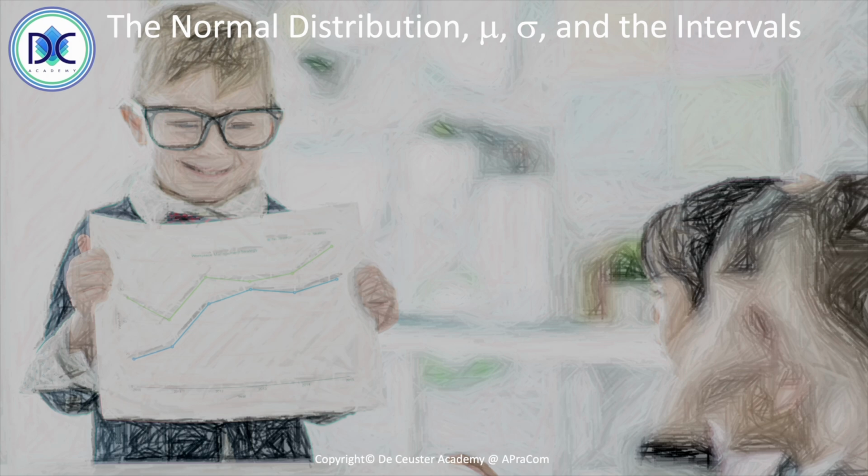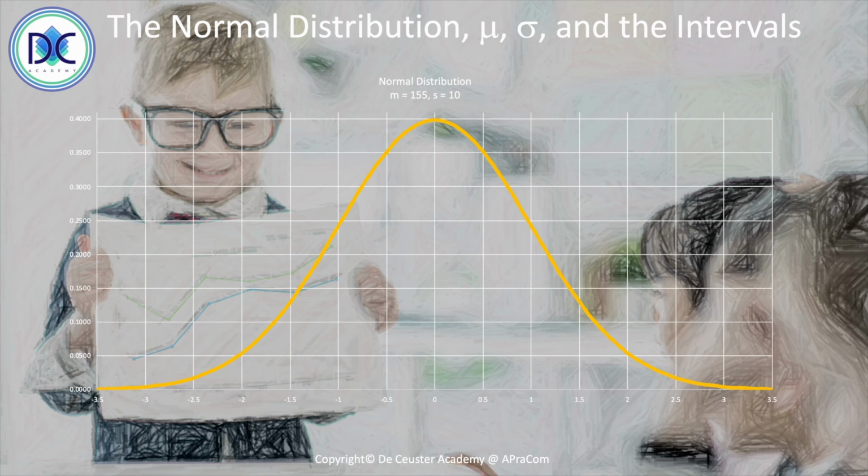Now, when we look at the normal distribution, there are three parameters that we are basically using: the average, the standard deviation, and we're also looking at the confidence intervals. So this is a normal distribution with a mean equal to 155 and a standard deviation equal to 10. So we see that the mean, the mode and the median are at 0 here. Here we're looking at the Z values.